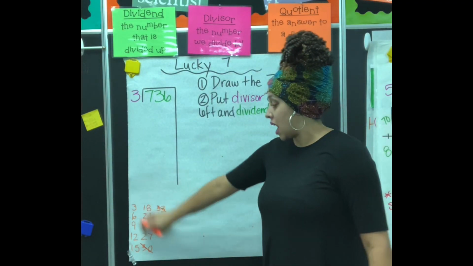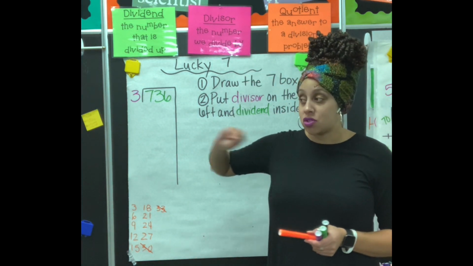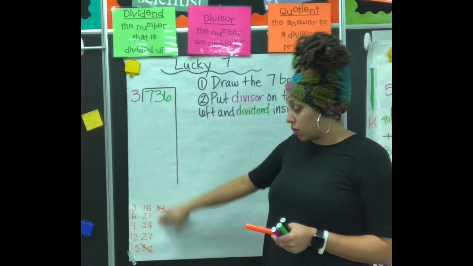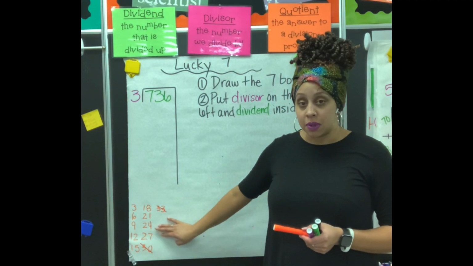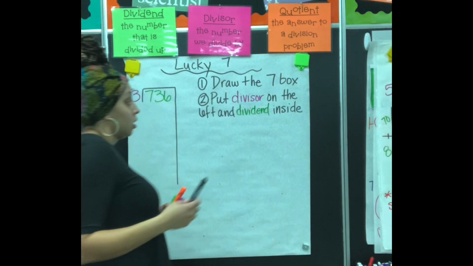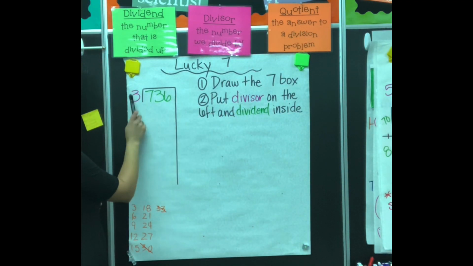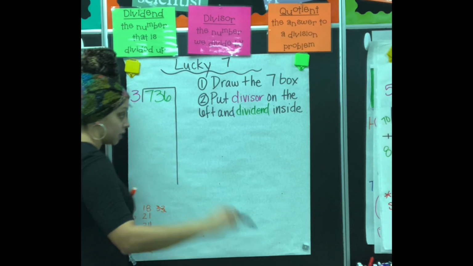So we found our 3 multiples. No matter what strategy you use, you are always going to stop and do this step. This is a non-negotiable piece of dividing. Okay, so we drew our box, we put our divisor on the outside, we put our dividend on the inside, we found our multiples, we are ready to roll.